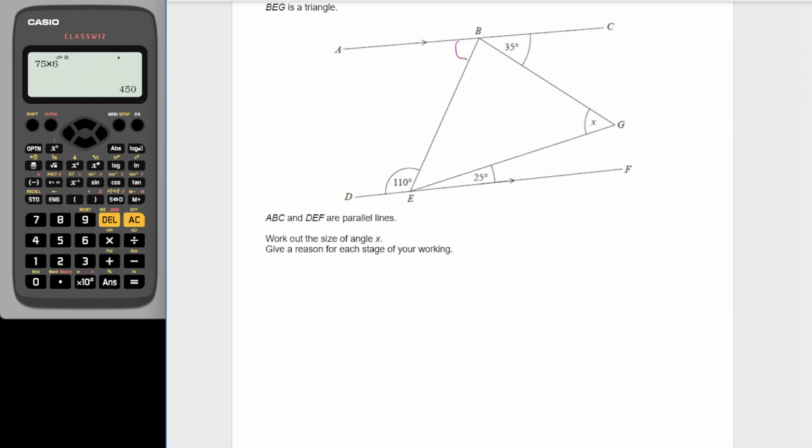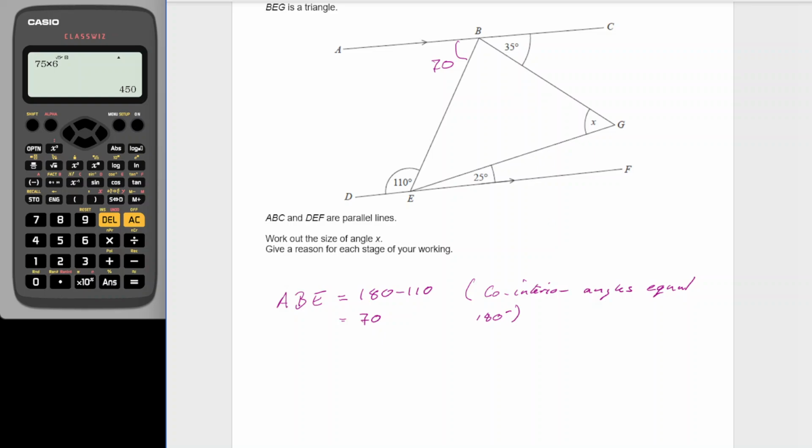Okay, so I'm going to start by this angle here. I'm going to say that ABE is equal to 180 minus 110. So it's 70 degrees. Then my reason is it's supplementary or co-interior angles, and they equal 180 degrees.